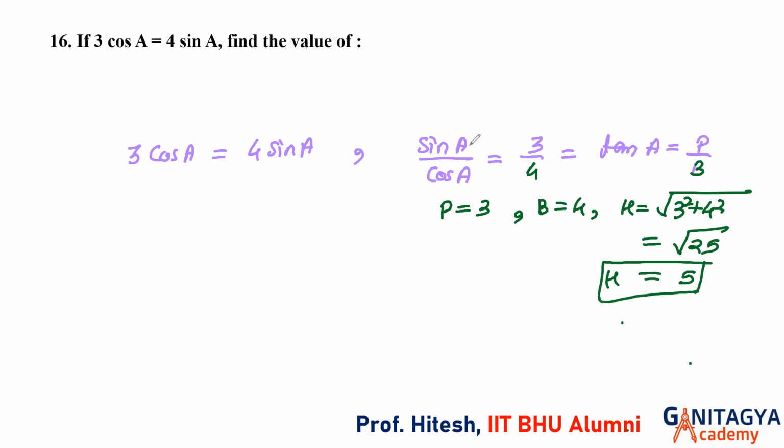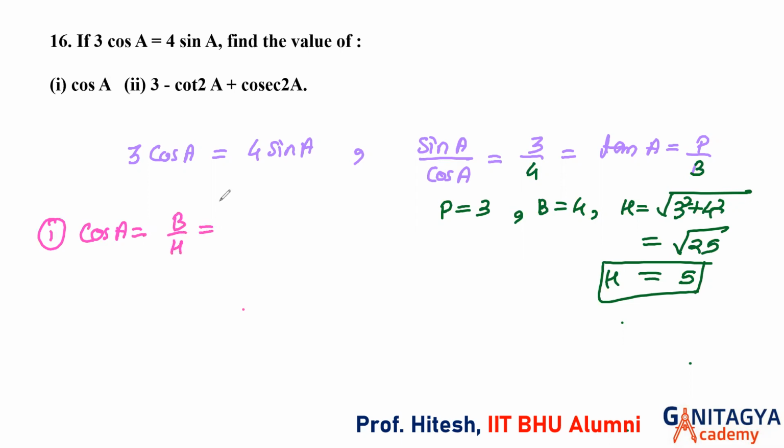Now we have to find out. What we have to find out? First of all, find the value of, okay, first one is cos A. So cos A is base upon hypotenuse. So what is base?